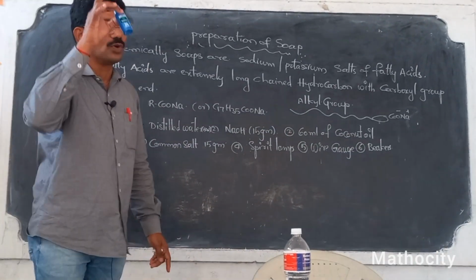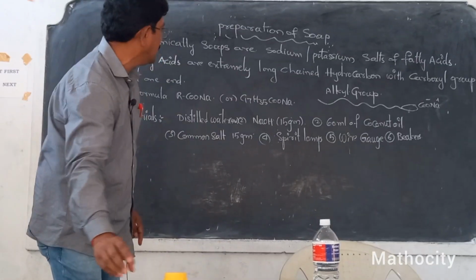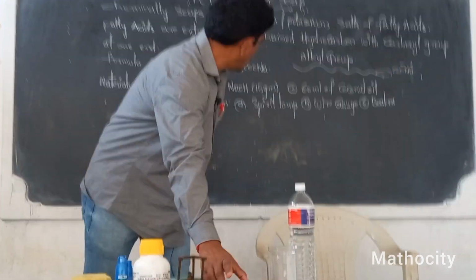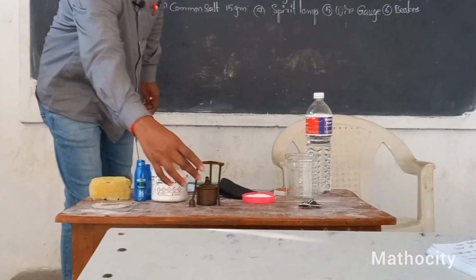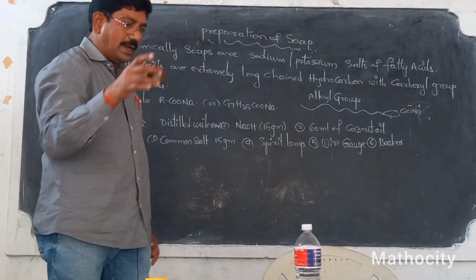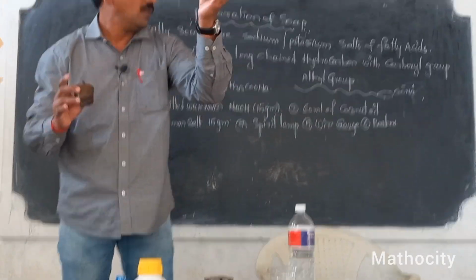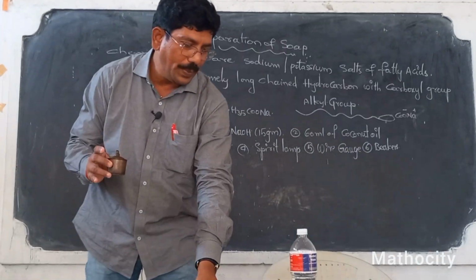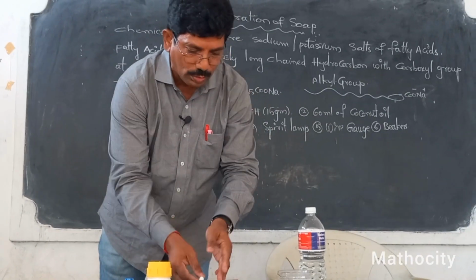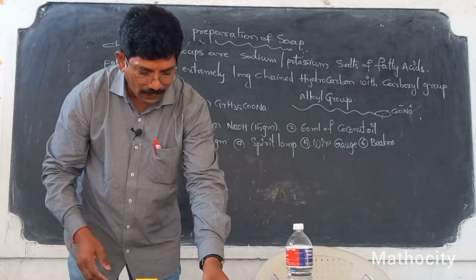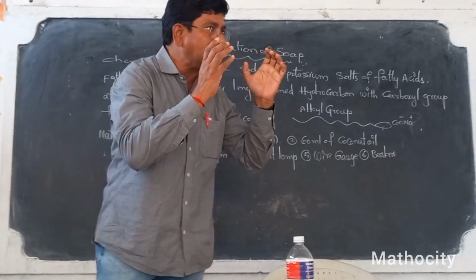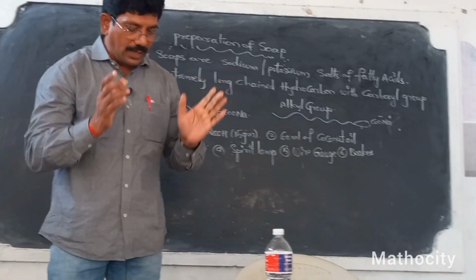This is coconut oil, and 60 ml is needed. Next, common salt. Next, a spirit lamp. Next, wire gauze and beakers. These are the materials we need. Before doing the experiment, you have to prepare the aqueous solution of sodium hydroxide, in which sodium hydroxide pellets are dissolved in distilled water.